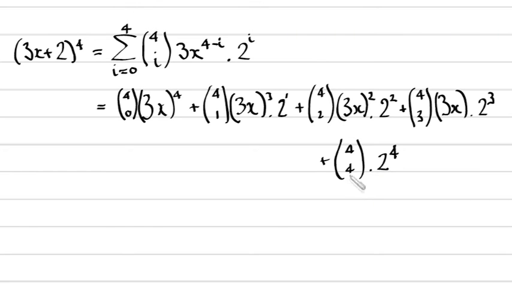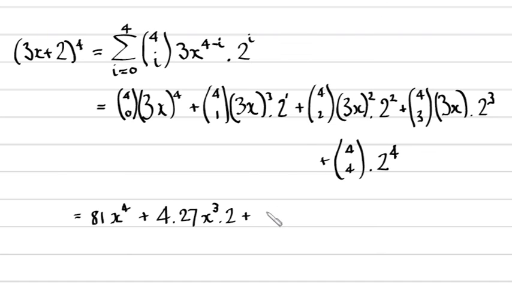Now we need to just evaluate those coefficients and collect the like terms. So 4 choose 0 is just 1. 3 to the power 4 is 81 times x to the 4th. 4 choose 1 is just 4. 3x cubed is 27x cubed times 2 to the power 1.